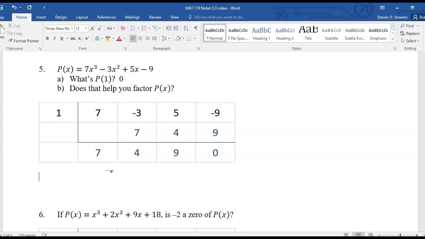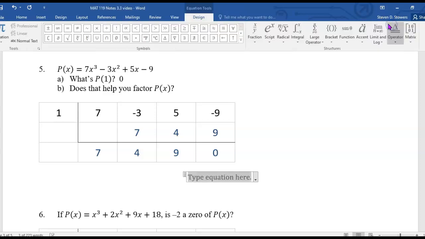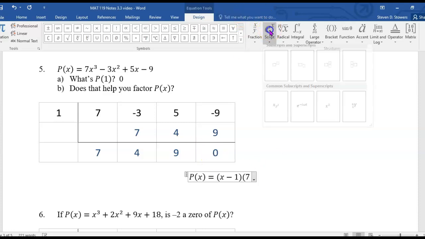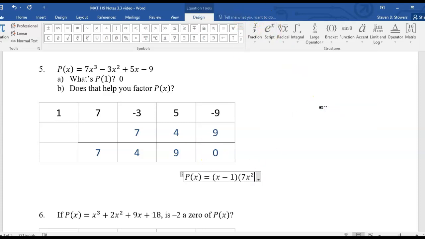Does that help you factor p of x? Why, yes. Yes, it does. We now know that we can take p of x and factor it into what we divided by, which was x minus 1. So remember, 1 being a 0 means that x minus 1 is a factor, times 7x squared plus 4x plus 9, which was the quotient.